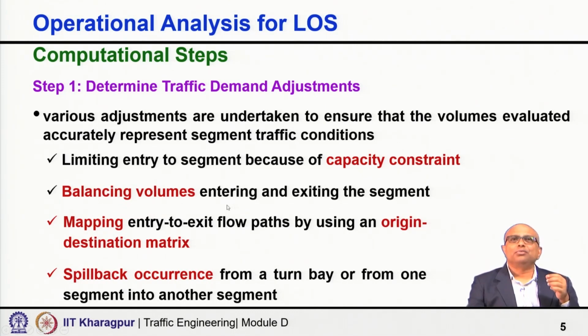Second, balancing volumes entering and exiting the segments. The overall volume which is entering and the overall volume which is exiting should match, right. Third, mapping entry to exit flow paths by using an origin destination matrix. This I will again discuss further. Then the fourth one is related to spillback occurrence from a turn bay or from one segment into another segment. Again, all this needs to be discussed a little bit more.